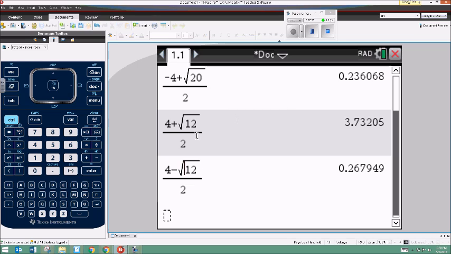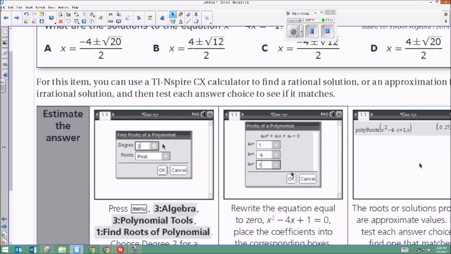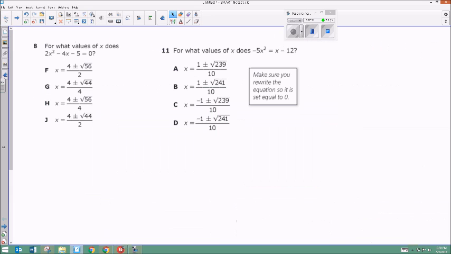So let's try one more example. Just one maybe slightly tougher example, and then we'll conclude this video. So let's see, 8 is already solved for 0. So we'll just skip and do number 11. So number 11, our equation is -5x squared equals x minus 12.